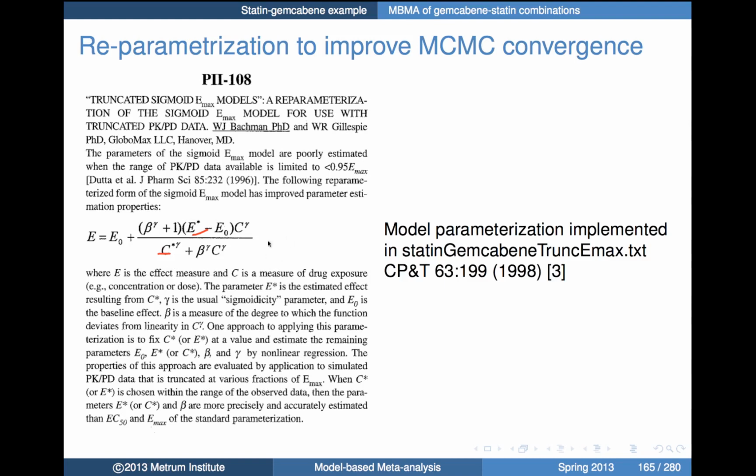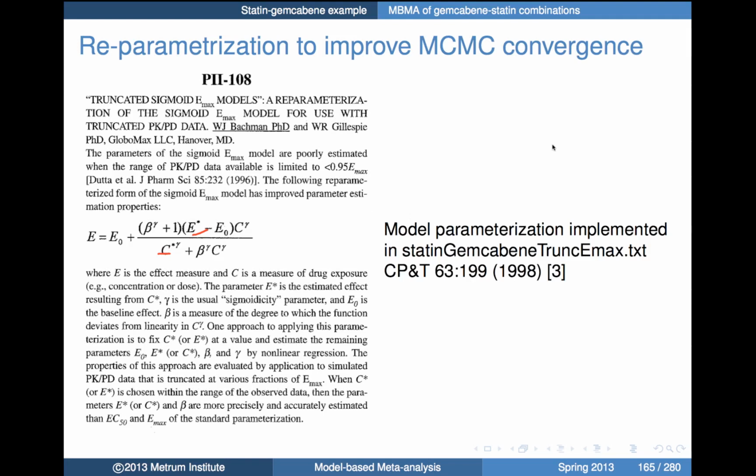So in our case, where we're going to be working with an ED50 here, we would pick a dose that's in the range we're actually working with. And then the E star would be a predicted effect at that. And then the ED50 and the Emax then get calculated indirectly from those.